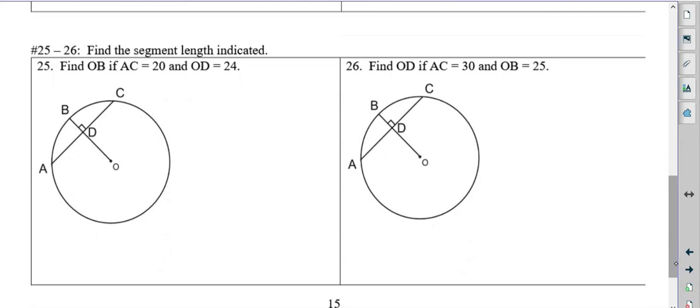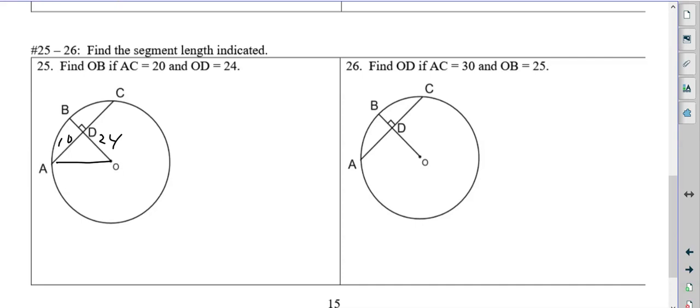Find the segment length indicated. Find OB if AC is 20 and OD is 24. So here we have 24. AC is 20, which means this is 10. So we need to find that right there.